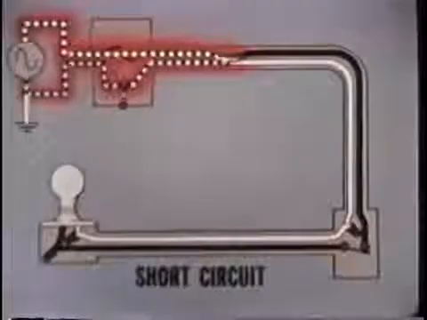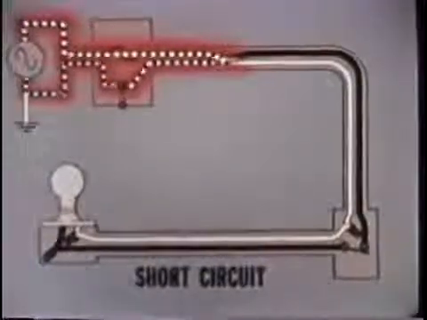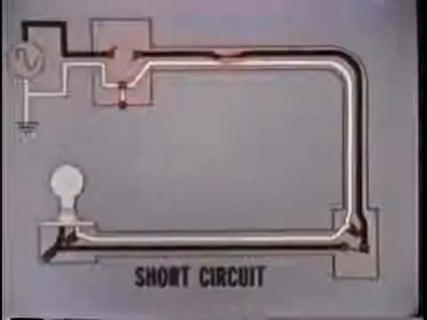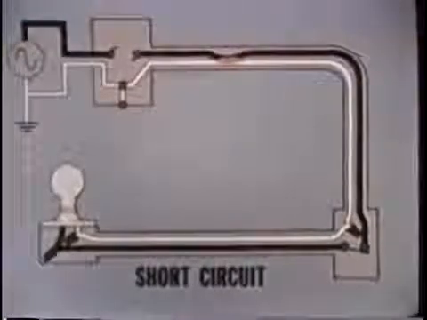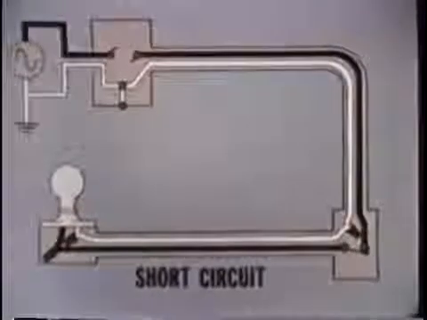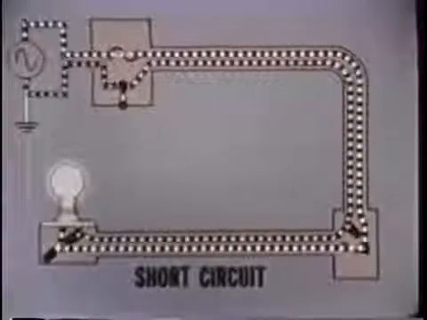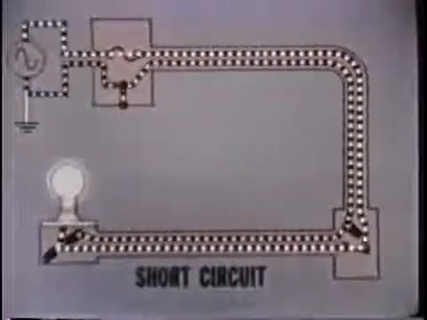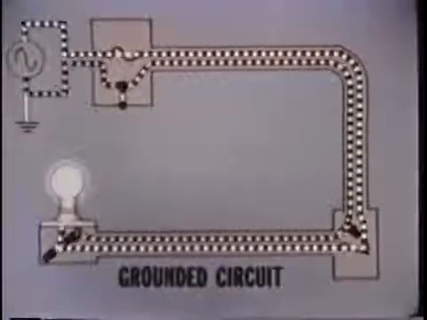However, since the circuit is properly protected, the fuse or circuit breaker reacts to the excessive current and blows or trips, stopping the current flow. To correct the short, the damaged wires must be separated and, in most cases, replaced. Then, replacing the fuse or resetting the circuit breaker restores the circuit to normal operation. Now let's examine a grounded circuit.